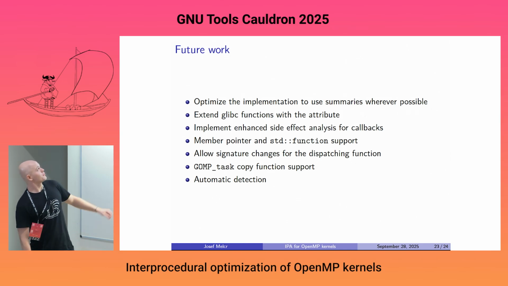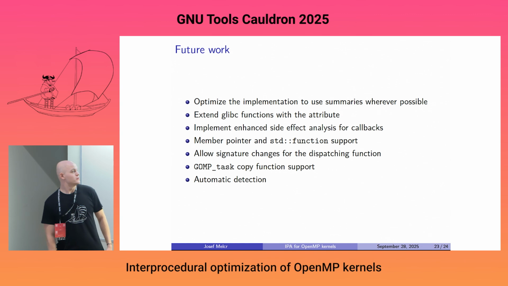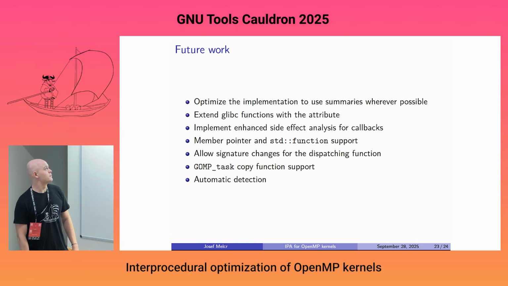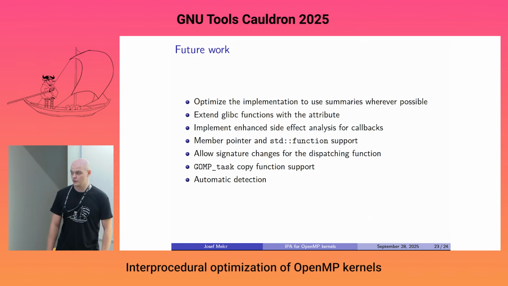Also, right now, when it comes to gomp task, it does use the attribute, but it only uses it when the copy function is not needed. Because propagation through the copy function is pretty complicated, but it can be supported in the future, and I would also like to add automatic detection of the attribute.